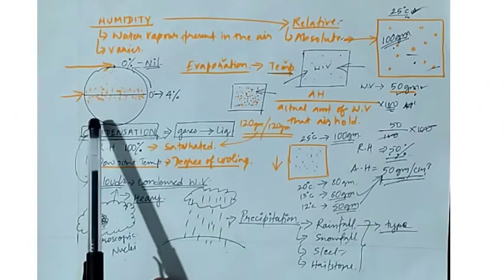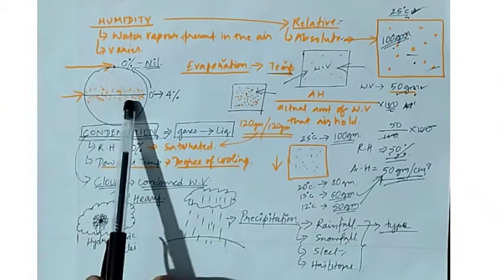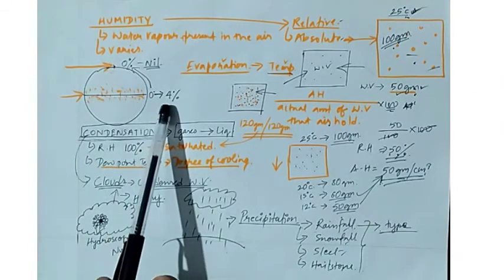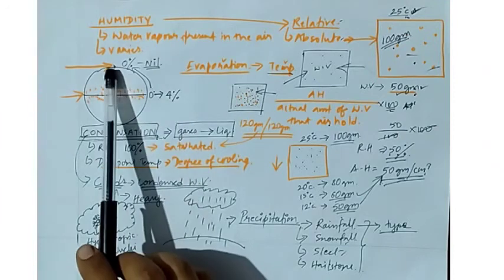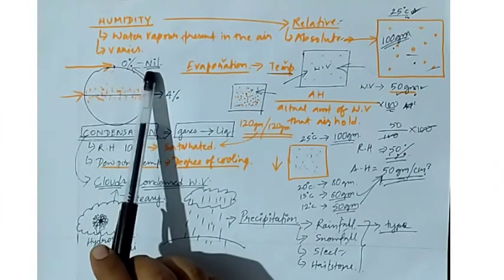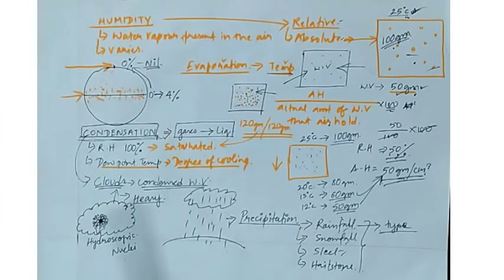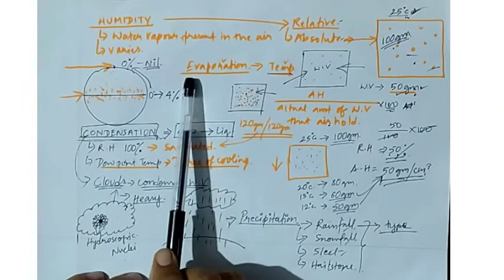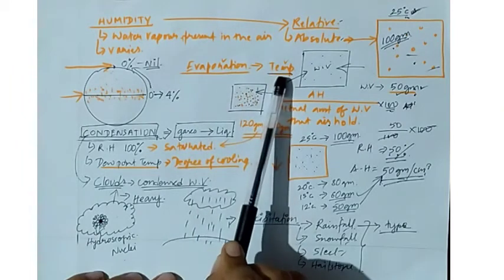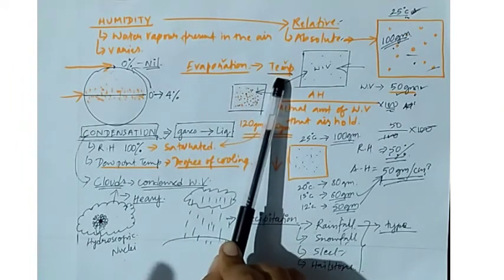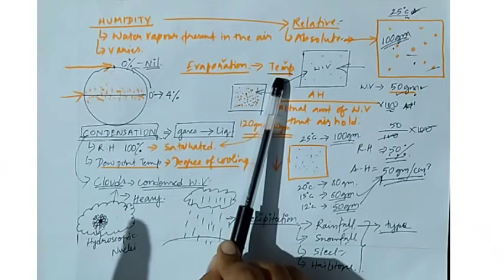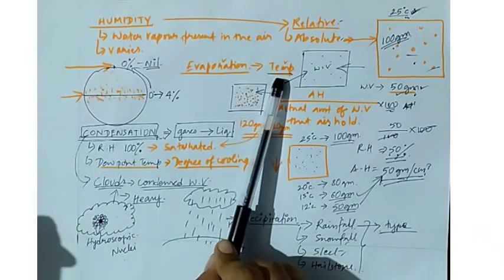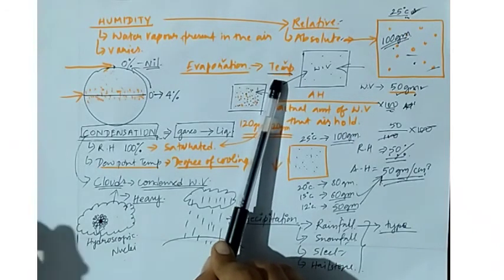For example, if you see in the equatorial areas, the humidity is high, around 4%. But if we go to the polar areas, the humidity is absolutely nil, 0% of humidity is present. Now, why it is so is because of the evaporation. And the evaporation process is directly related with the temperature. Higher the temperature, higher the humidity. Lower the temperature, lower the humidity.